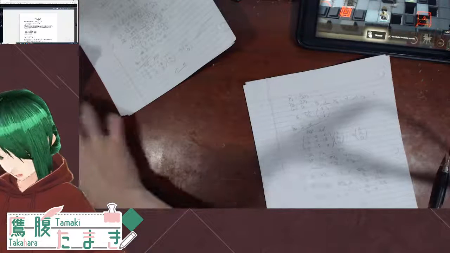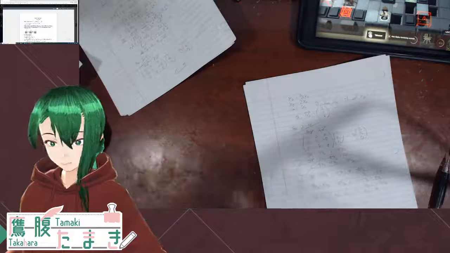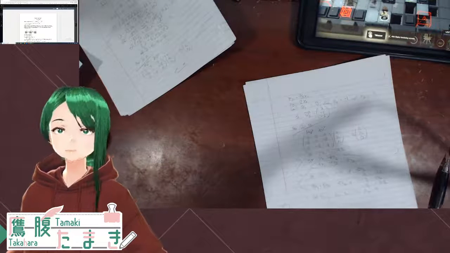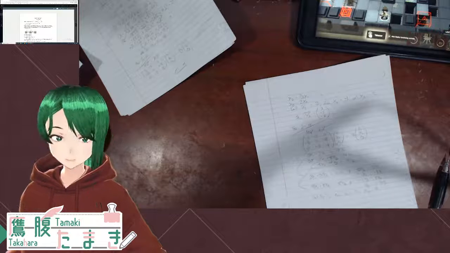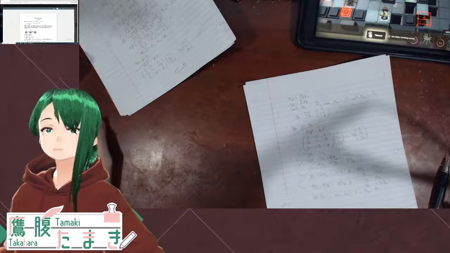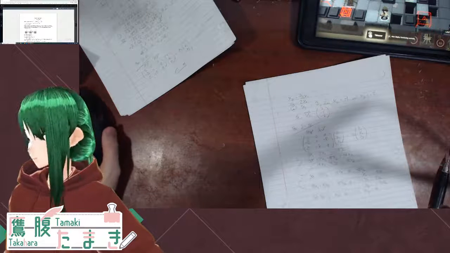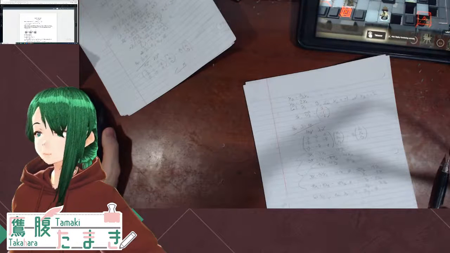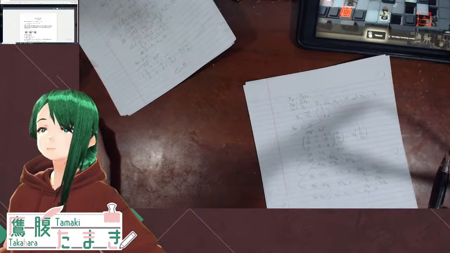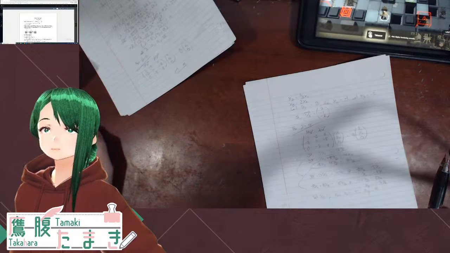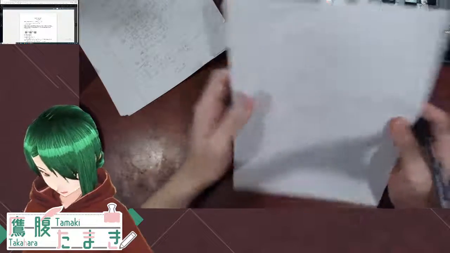Oh, my avatar is totally off center. There we go. Okay. Yeah, okay, that's fine.